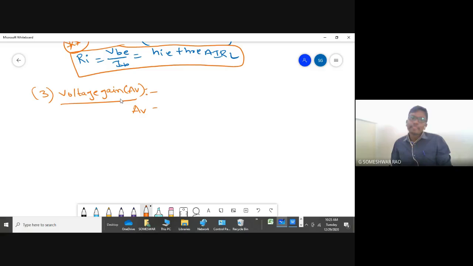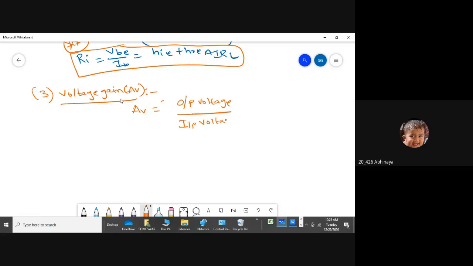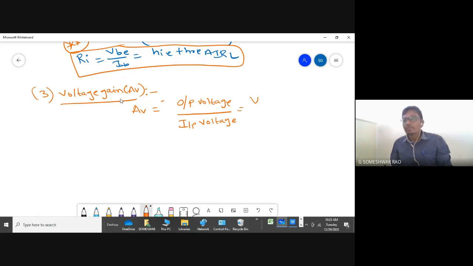What is AV? Gain is output by input. When I say voltage, output voltage by input voltage. Can you tell me what is output voltage?